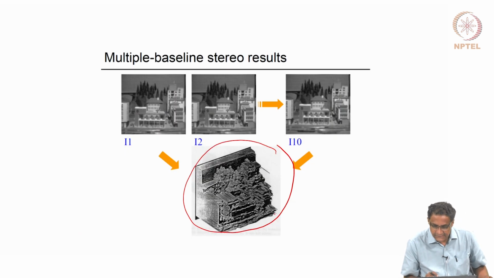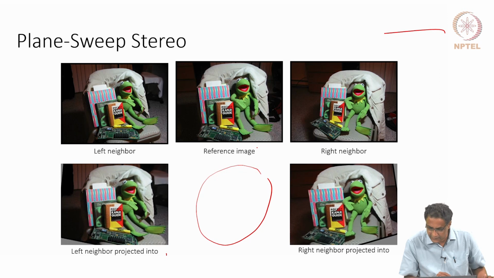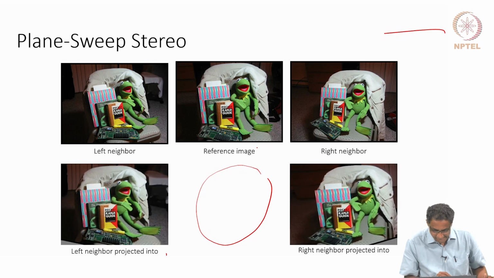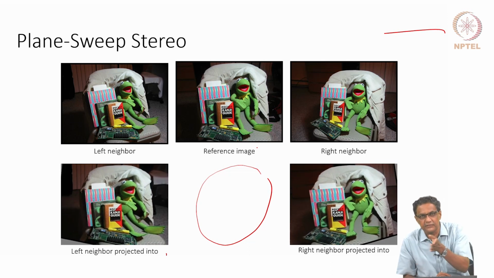Then the multi-baseline stereo results typically would look like this, if you were to do this kind of plane sweep stereo. This one is that plane sweep stereo. So what this means is that by left neighbor, what they mean is you have taken a reference image to be somewhere in the middle.